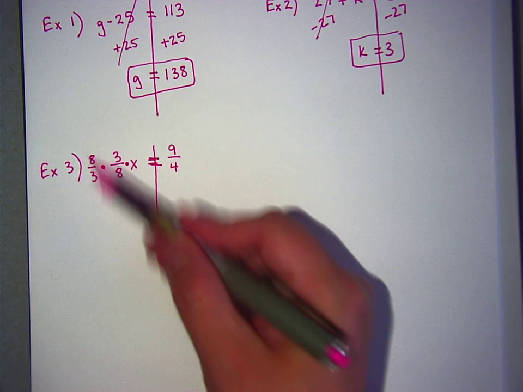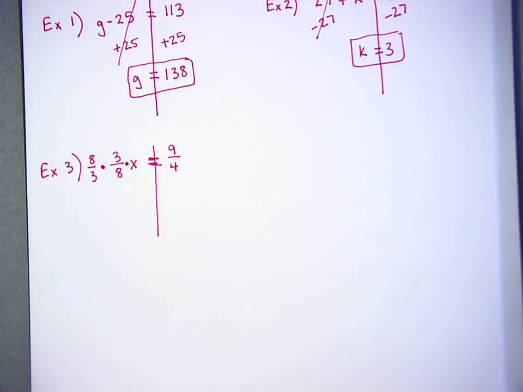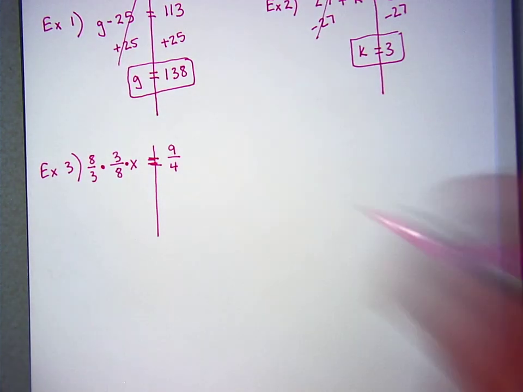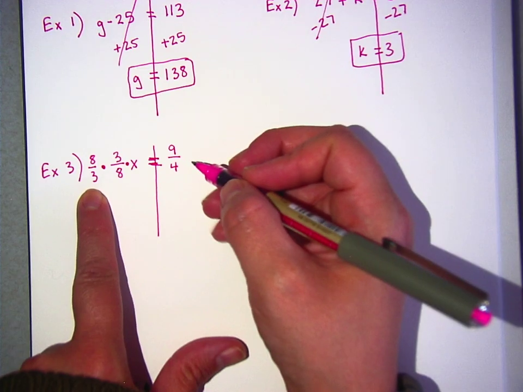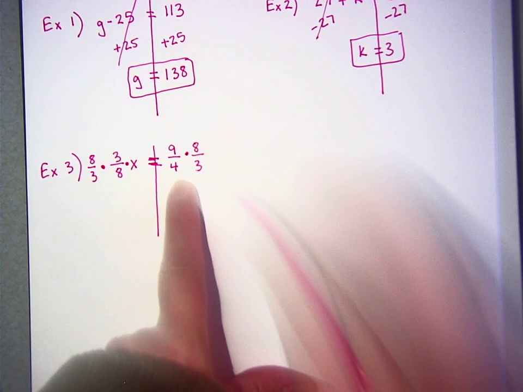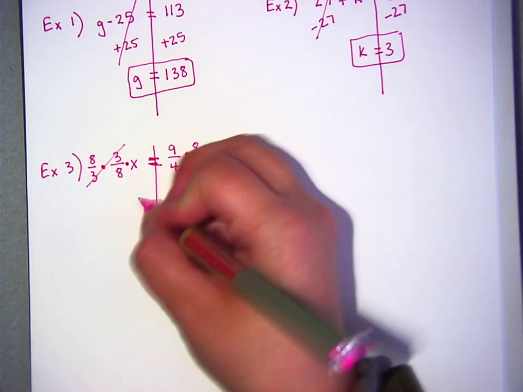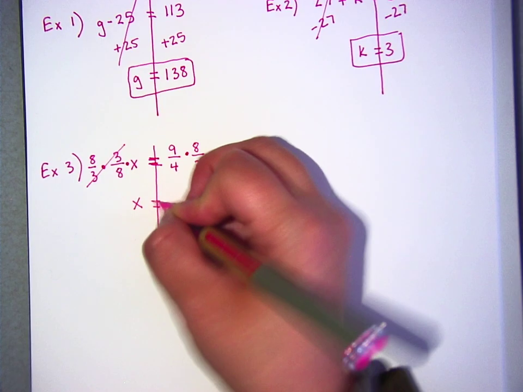Do you see how the 3 and the 8 are going to cancel out? Yeah. Write this down, please. And if I did it to this side, I have to do it to this side. So you're going to multiply by 8/3. This stuff cancels out.